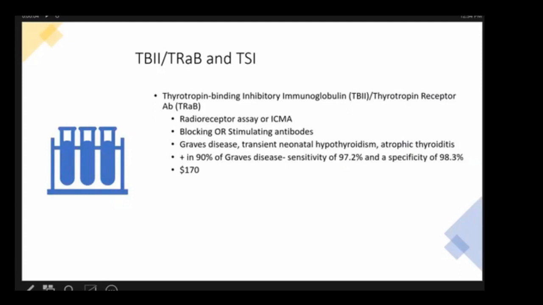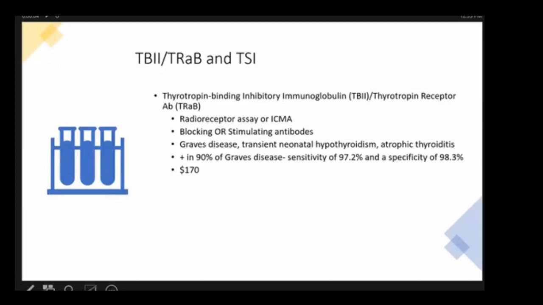A TSI, or thyroid stimulating immunoglobulin, is a different type of test. It is not a sandwich assay. It is actually an in vitro bioassay where they measure the ability of the TSI to increase production of cyclic AMP in TSH receptor expressing cell lines. So you can imagine this is a very intensive test. It takes longer to get a result and is also more expensive.